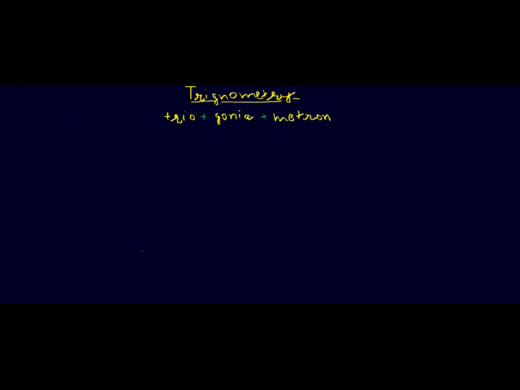Today we're gonna learn some basics of trigonometry. So what basically is trigonometry? You can see here these three words and the add symbol between them, which means trigonometry is made up of these three words, which are derived from Greek words. Trio means three, gonia means the measurement of an angle, and metron means measuring something.